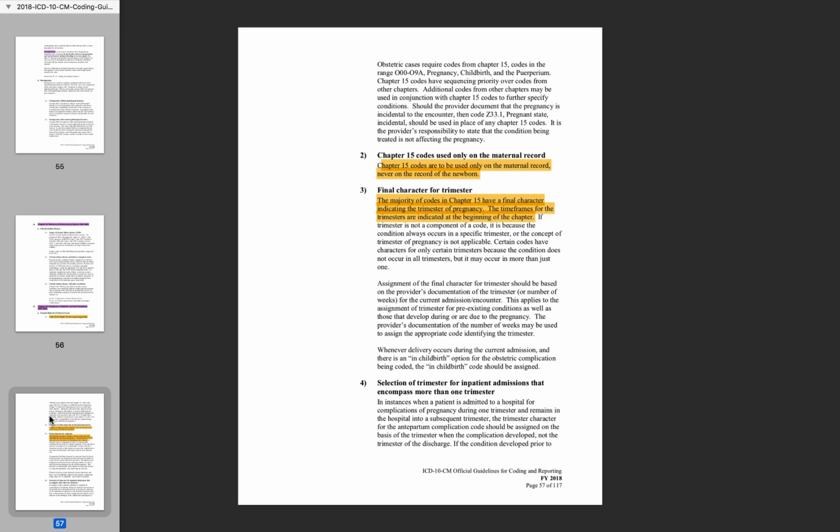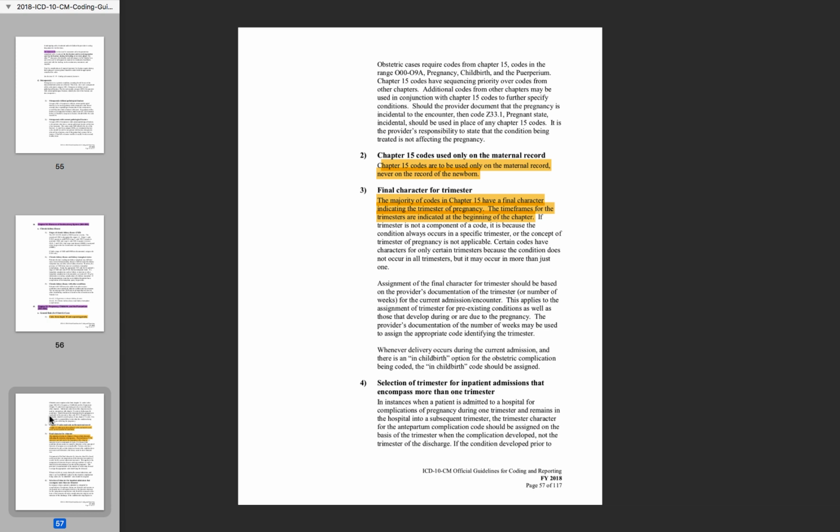2. Chapter 15 codes are used only on the maternal record. These are only used on the maternal record, not on the newborn baby's record. Please remember that because that could be a trick question. Codes for the newborn baby are coded from a different section.